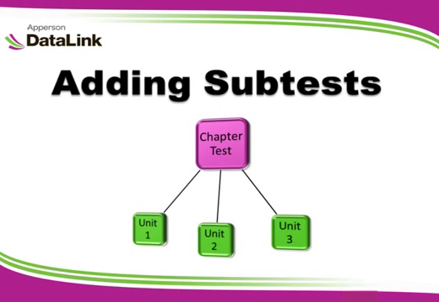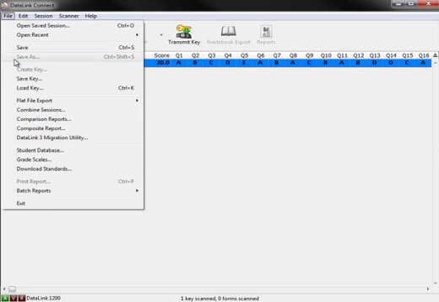In this tutorial, we will cover adding subtests to your test key in DataLink Connect. DataLink Connect provides the ability to create subtests within your assessments. Some institutions refer to this feature as embedded questions, but for simplicity, in this tutorial, we will refer to this practice as creating subtests. To get started, you will need to load a key into the program.